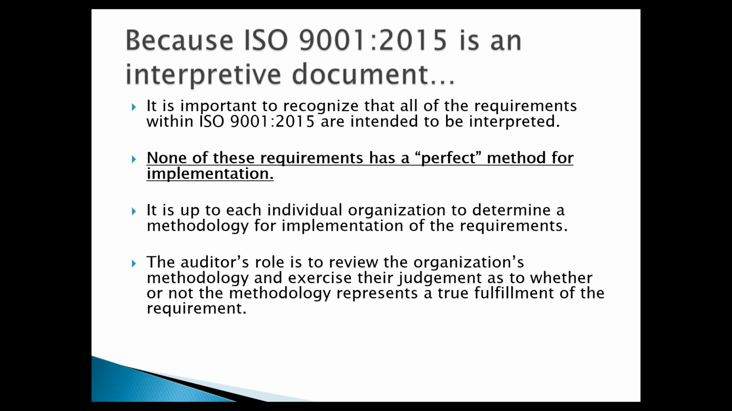Because ISO 9001 2015 is an interpretive document, it's important to recognize that, by the name alone, it means that ISO 9001 is intended to be interpreted. None of the requirements from ISO 9001 have a perfect method for implementation. It's left to the individual organization to determine what the methodology is going to be. Then the auditor's role is to review what's been done, and the auditor has to exercise their judgment as to whether or not what the organization did represents a true fulfillment of the requirement.